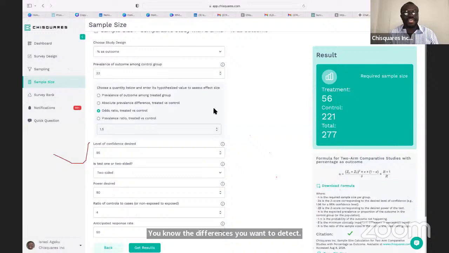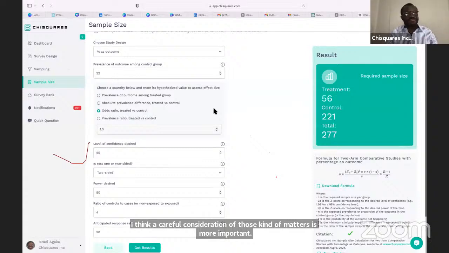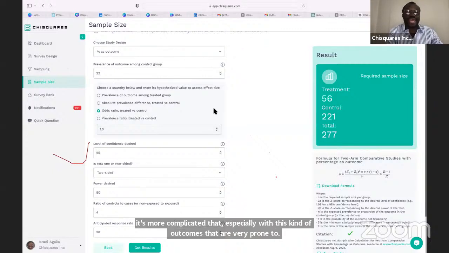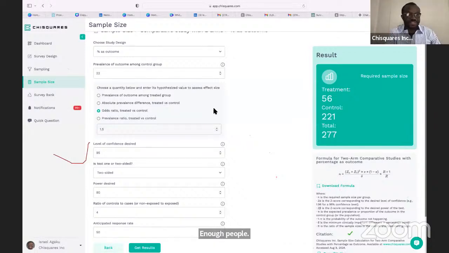So I think a careful consideration of those kinds of matters is more important than a simplistic look at power. I think it's more complicated, especially with these kinds of outcomes that are very prone to competing risks. You have to really make sure that you have enough people that you can follow them for long enough periods to observe the outcomes of interest. So I think it's not black and white. It's a gray area that is subject to a lot of considerations and nuance.